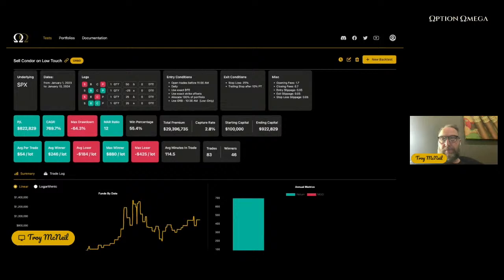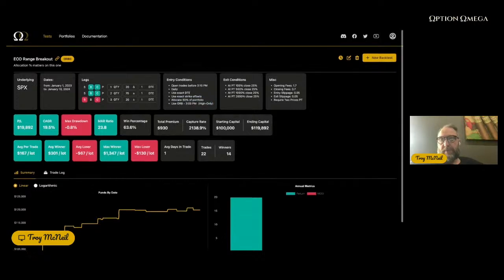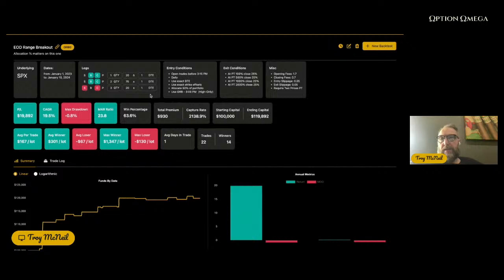So we've got two more. These are actually my favorite ones, even though they don't have enough data to really to my liking. Okay, so this idea basically is a similar thing to the first one. It's a 3 o'clock breakout. So after three, we're going to buy a broken wing butterfly. Just a simple broken wing butterfly.